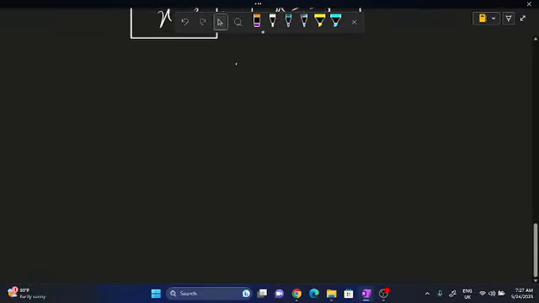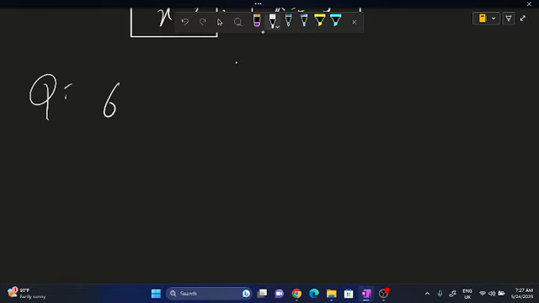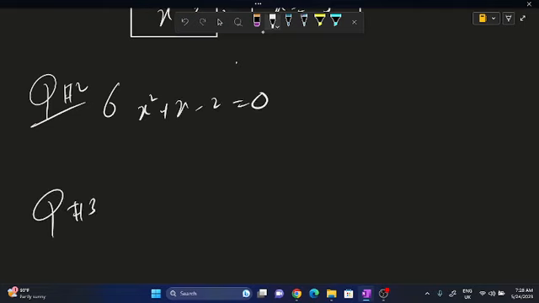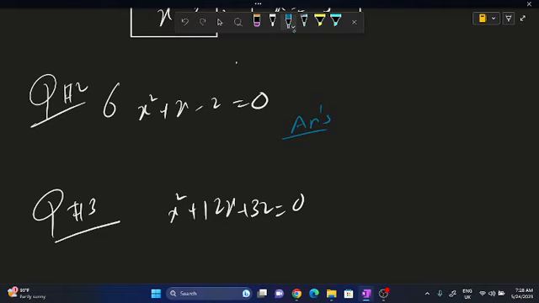I'm writing a few more questions for your practice. You can try and if you have any problem you can ask. Question 2: 6x square plus x minus 2 is equal to 0. Question number 3 is x square plus 12x plus 32 is equal to 0. I'm writing their answers. You have to try and verify whether you are getting the same answers or not.